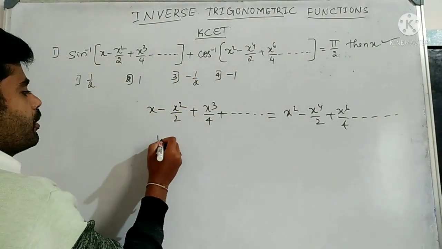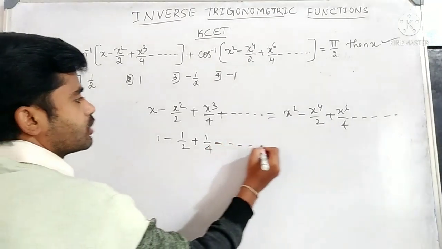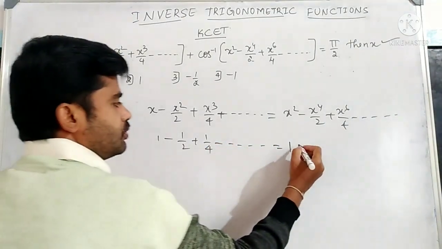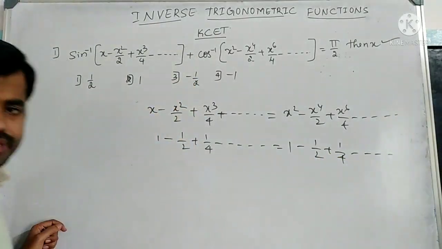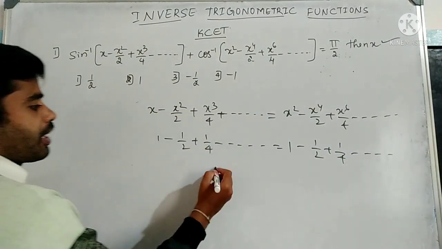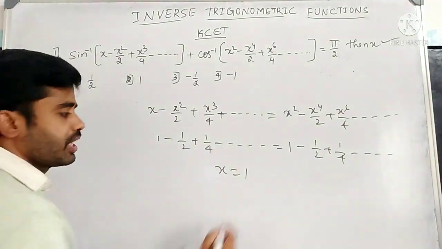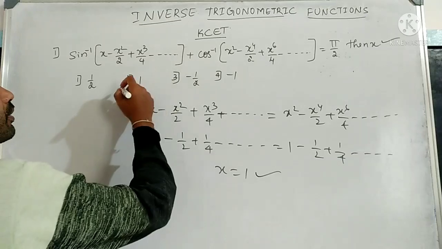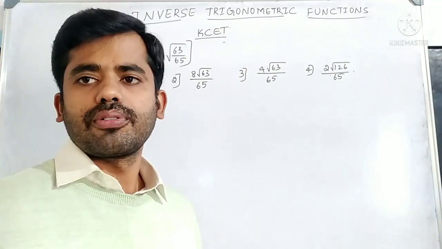For x is 1: 1 minus 1 by 2 plus 1 by 4 minus and so on, on the left. When I put the x value as 1, both are equal, 1 minus 1 by 2 plus 1 by 4 on both sides. Then the x value is equal to what? 1. The second option is the right one. Let us move on to the next one.